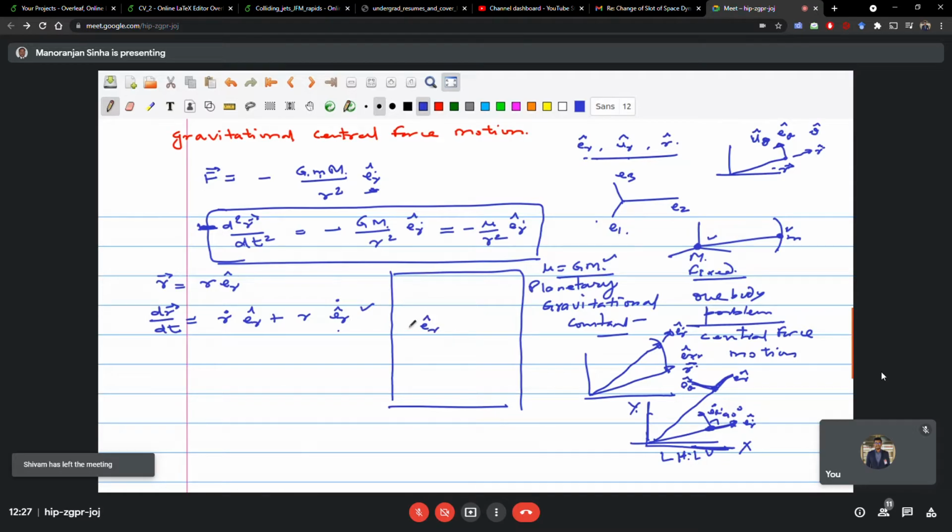Any vector ER cap, dER cap/dt, is given by omega cross ER cap. Are you aware of this? Yes, sir. Okay. And this can be proved very easily. Just by taking the ER vector here, and then it changes, the magnitude does not change, only the direction will change from time t to t plus delta t, and this is delta E.